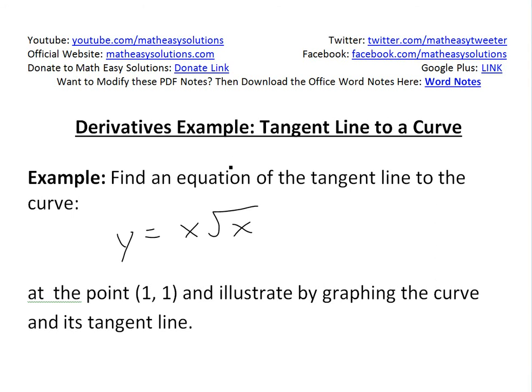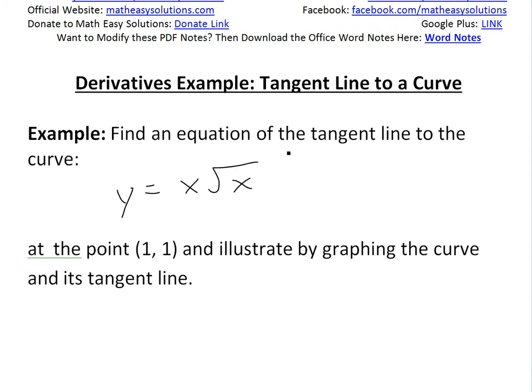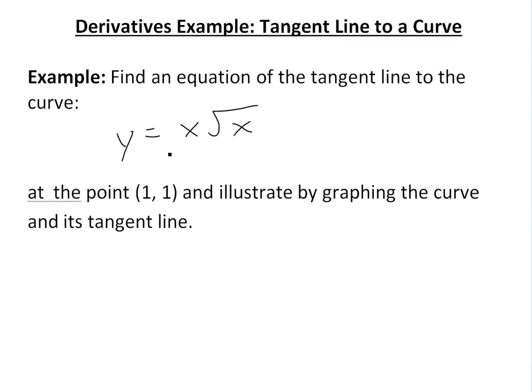We're going to discuss a derivatives example, and this one's going to be on basically finding a tangent line to a curve. It's just to help illustrate doing derivatives of power functions. The example goes: find an equation of the tangent line to the curve y equals x times the square root of x at the point (1, 1), or x equals 1, y equals 1, and illustrate by graphing the curve and its tangent line.